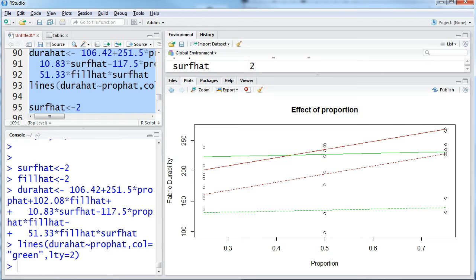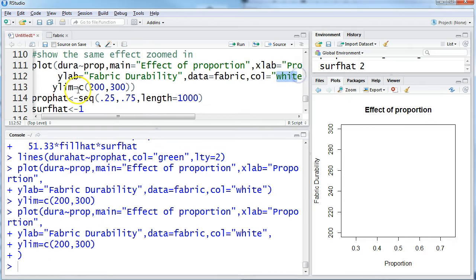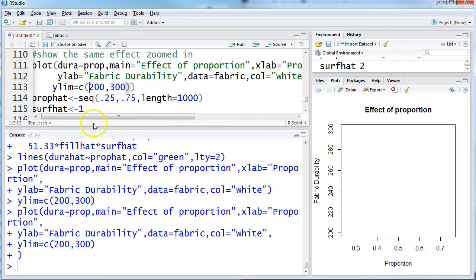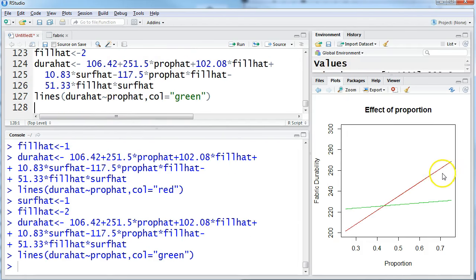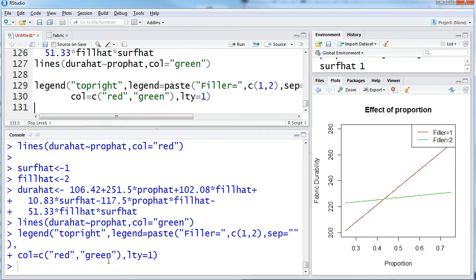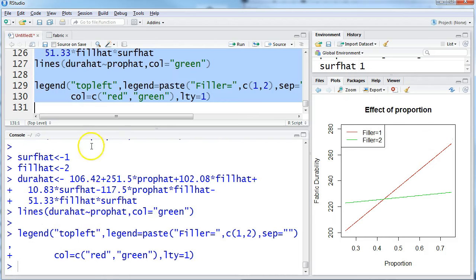We could even zoom in on just the interesting parts by coloring that data white and then zooming in on the y-axis between 200 and 300. If you noticed before, it was going from 100 to 250, and now I've zoomed in from 200 to 300 so that when I draw my lines, they fill in the picture. And actually, maybe 300 is too much. I think I'd go to 280. And now I've zoomed in on exactly the effective proportion based on each of those filler levels. And I think that's the one I want, except I want to put the legend to the left. Good. And rerun it all.